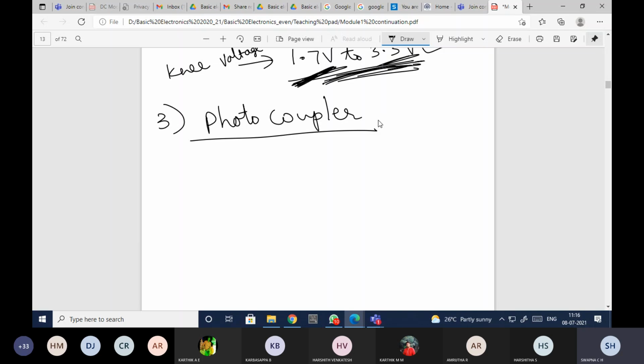Okay, photocoupler. So in the photocoupler, coupler in the sense we'll just make two things work together. So what happens here, first of all let me draw the diagram, and then I will help you to understand that particular circuit. So let me just draw the circuit first.